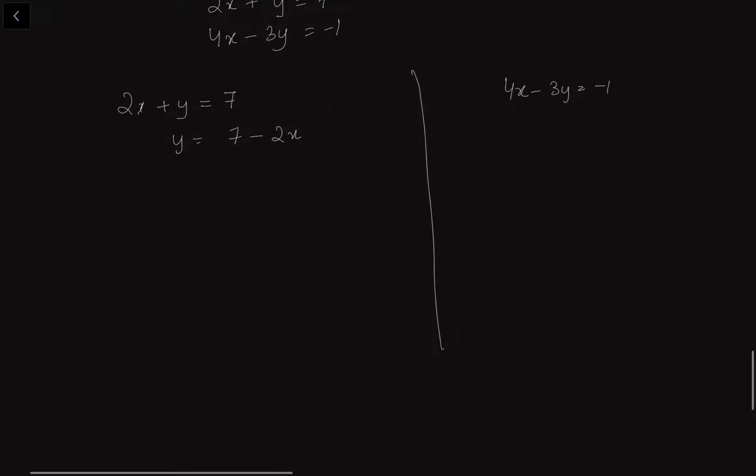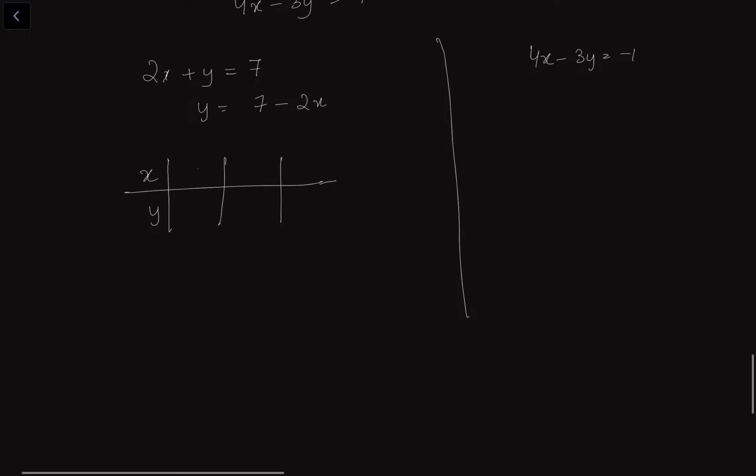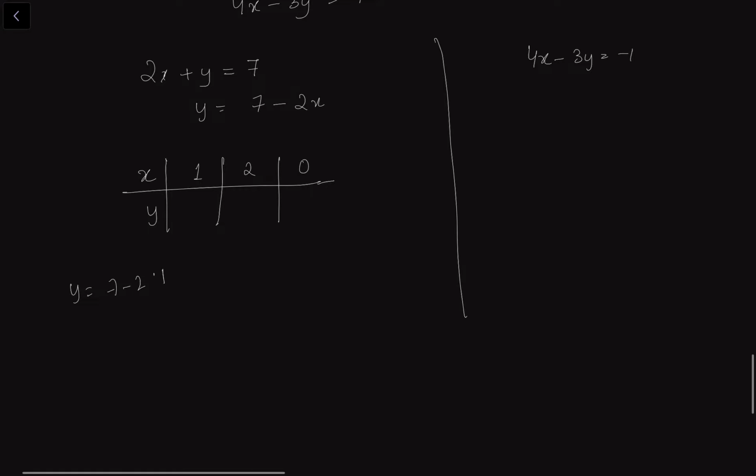So here y is 7 minus 2x. Okay, so now we will draw a table where we will write the values of x and y. You can choose any values of x. It clearly, totally, entirely depends on you. So I am choosing 1 and 2 and 0. So if I put x is equal to 1 in this equation, so what is y is equal to 7 minus 2 into 1, which is 7 minus 2, which is 5.